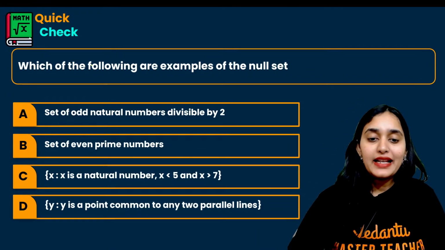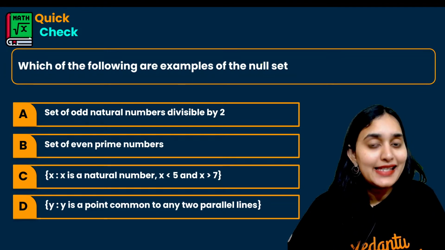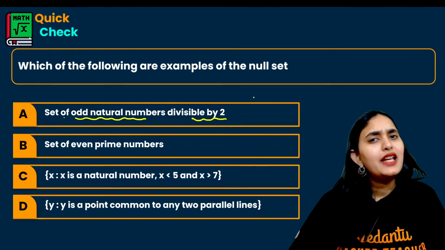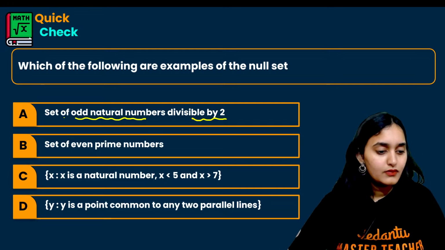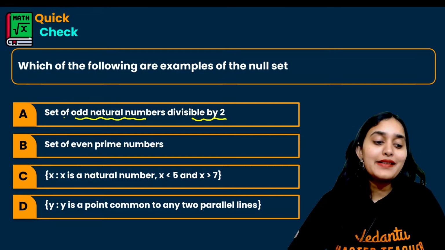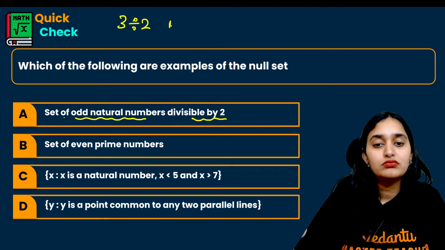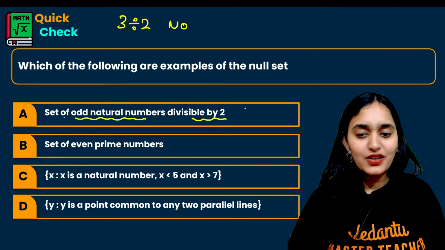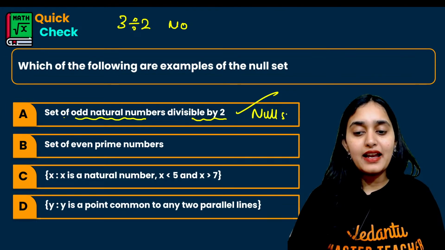Now quickly tell me the answer of this question. Which of the following are examples of a null set? Set of odd natural numbers divisible by 2. Can you divide an odd natural number by 2? No. 3, can you divide it by 2? Nope. So odd natural numbers divisible by 2 is not possible. So this is a null set.